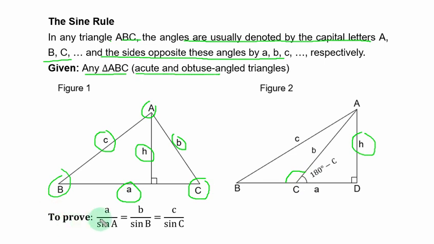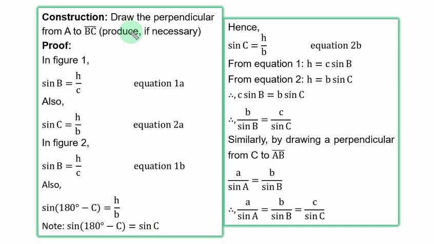To prove a over sine A is equal to b over sine B and is equal to c over sine C. Construction. Considering the first figure, draw the perpendicular from A to BC. That is the height. Produce, if necessary, the procedures to be adopted. In figure 1, sine B is equal to h over c. Side h is the opposite, c is the hypotenuse.